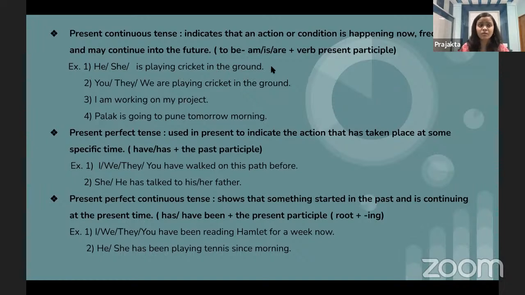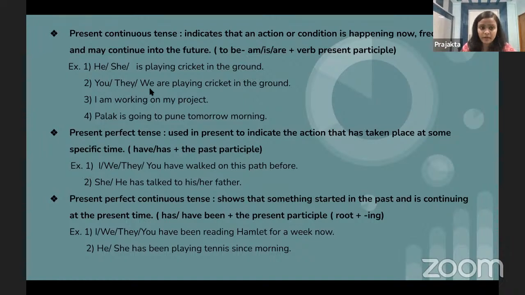That means right now in the present, they are playing cricket in the ground. That's why we have used ing form here. Okay. So whenever we are talking about present continuous, ing form verb में आएगा.